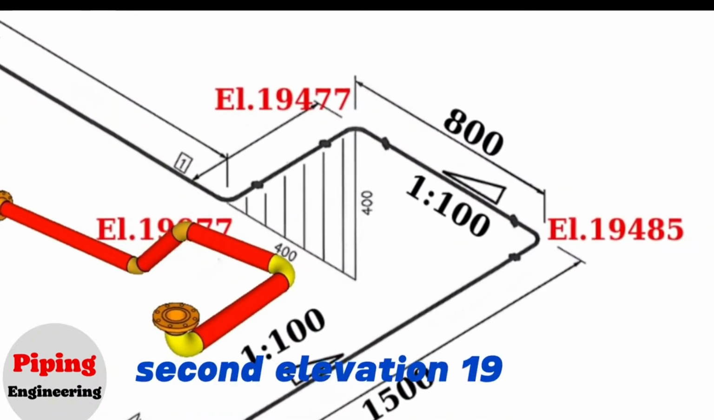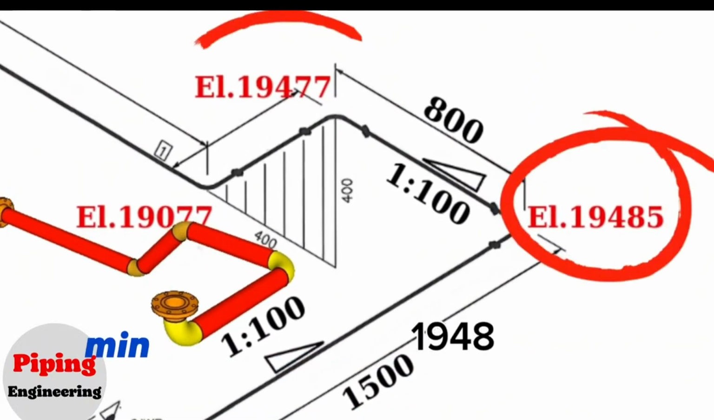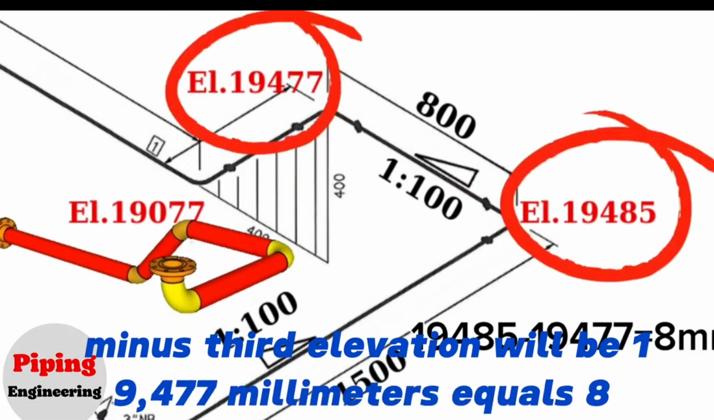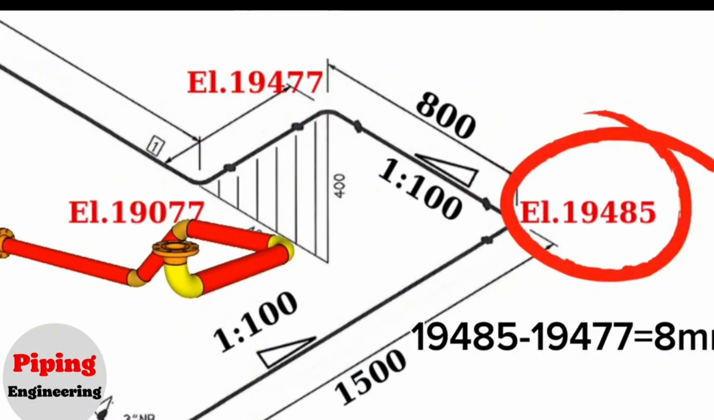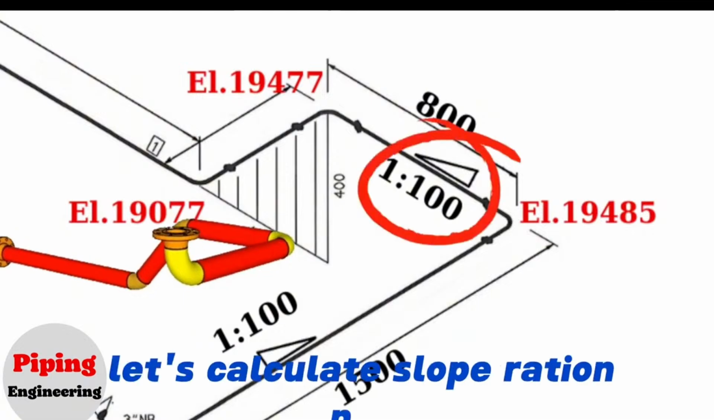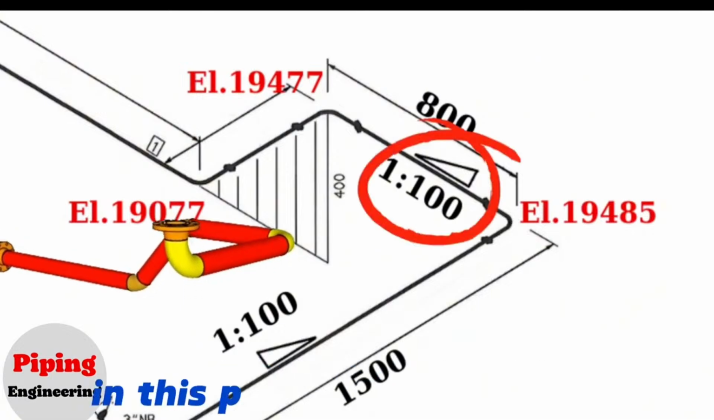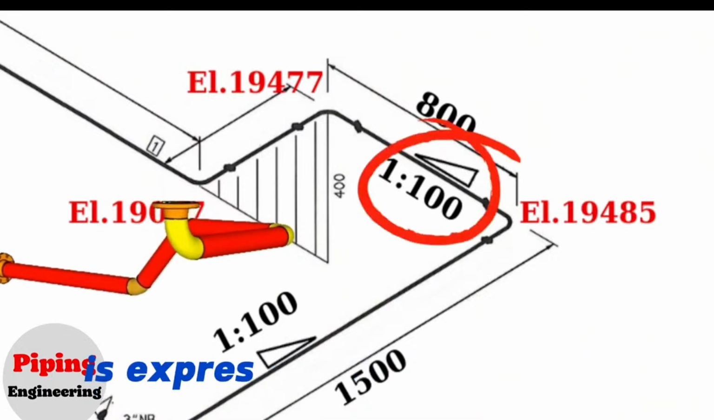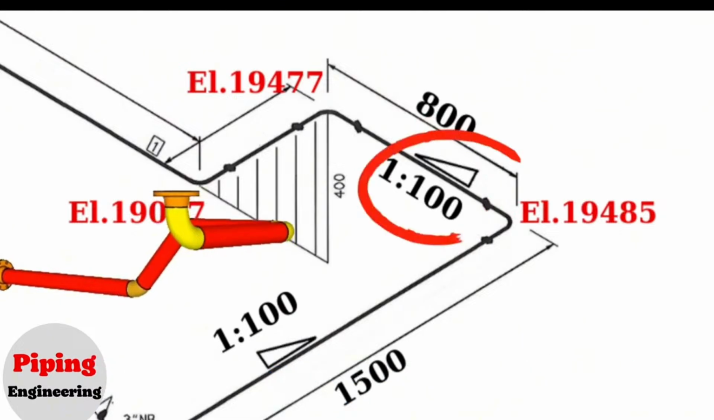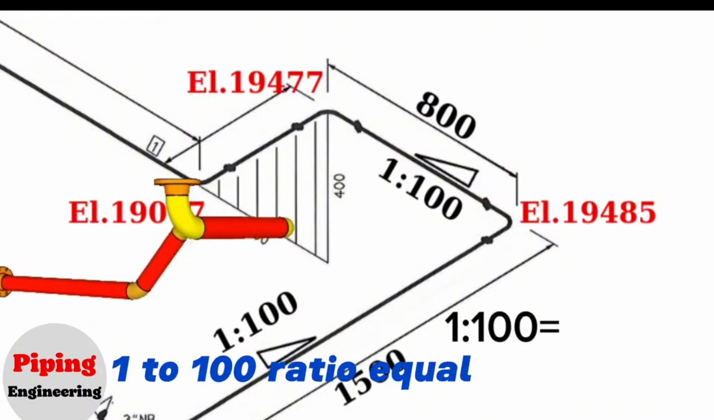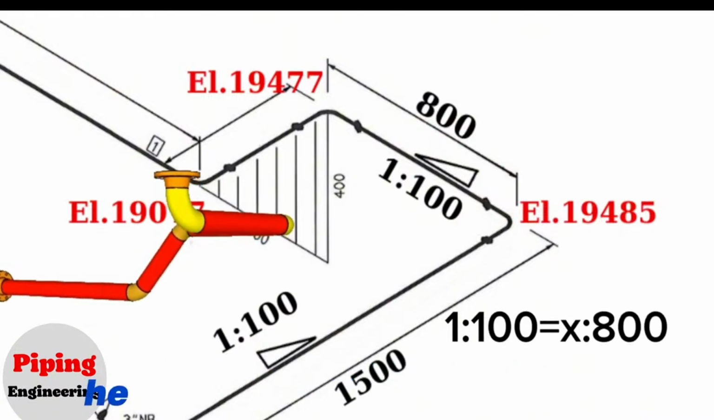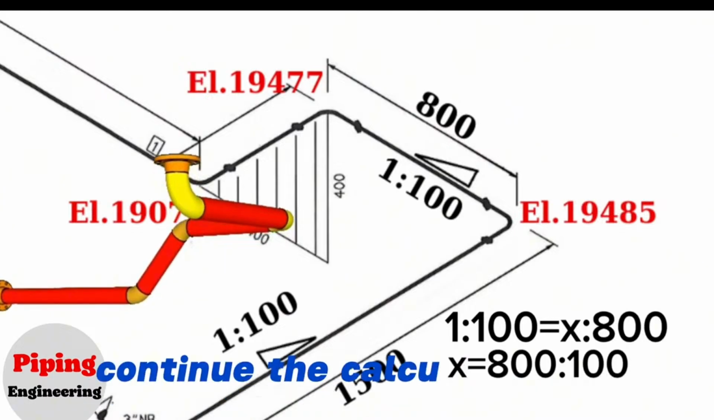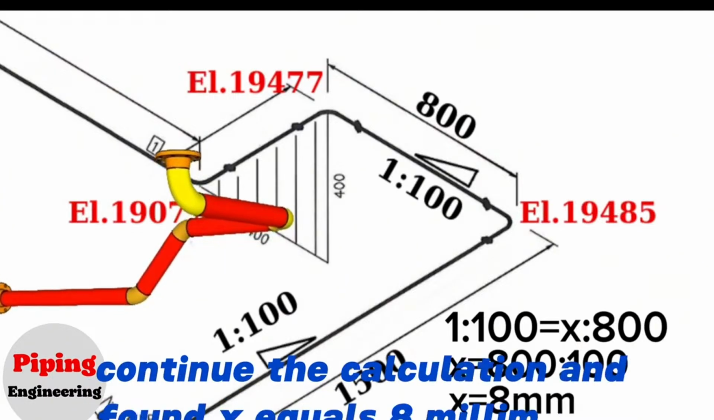Second elevation 19,485 mm minus third elevation 19,477 mm equals 8 mm. Let's calculate with the slope ratio now. In this pipe isometric drawing, the slope at a horizontal distance of 800 is expressed as a ratio of 1 to 100. 1 to 100 ratio equals x to 800. Here x equals 800 divided by 100. Continuing the calculation, we find x equals 8 mm.